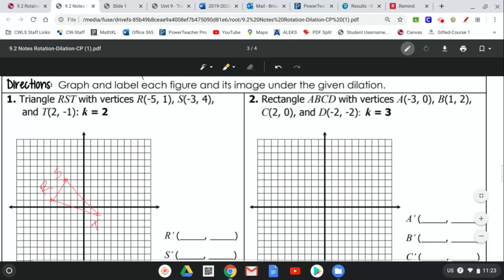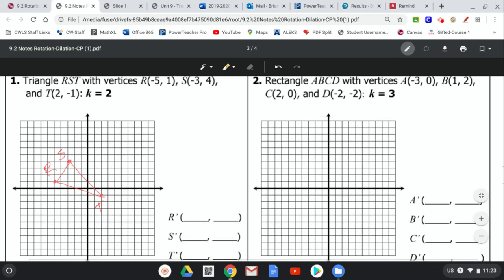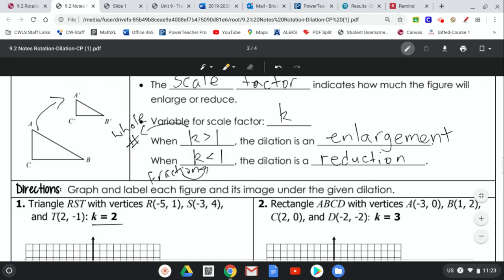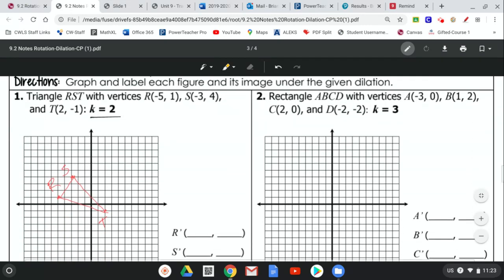So number one, I have set up for you triangle RST with vertices R, S, and T. How we're going to solve problems like this is not too difficult. It tells us that k is 2. k is our scale factor. All we're going to do is multiply the coordinates by the scale factor. That's the important part of this.